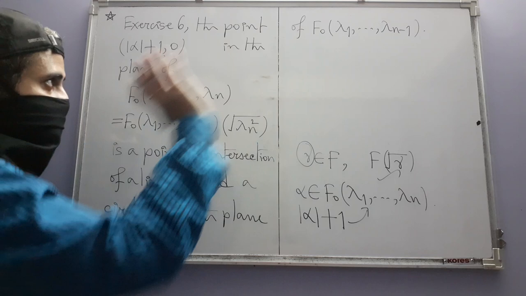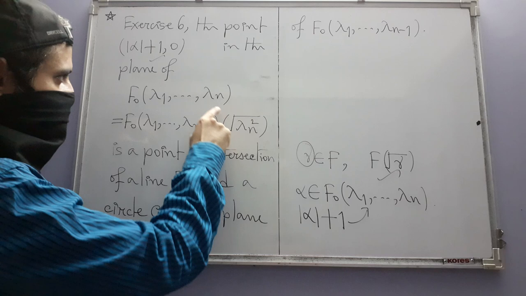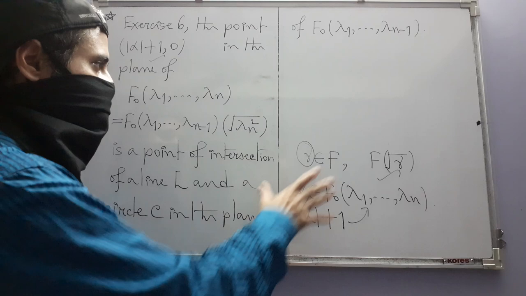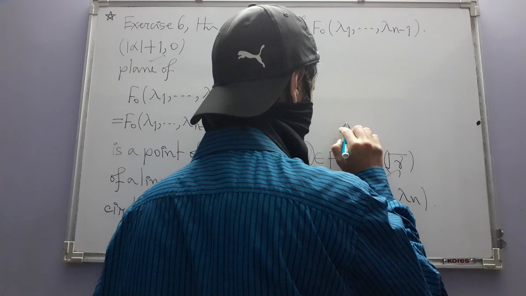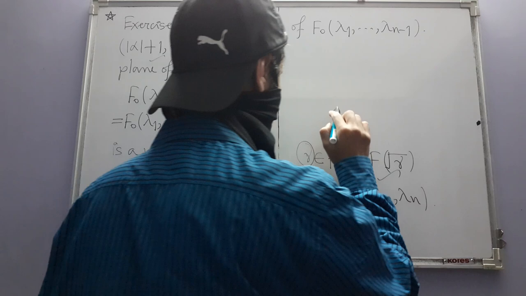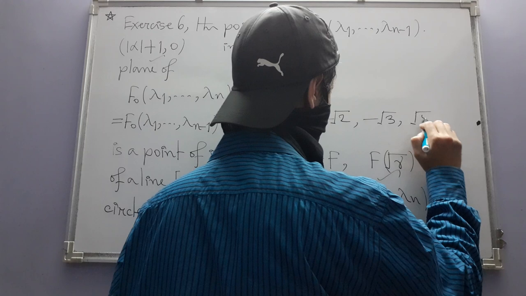But there is a small problem. The problem is that lambda n should be positive in order to be able to write it like this. What if your original condition gives you some negative lambdas? What do you do then? That's not a very big problem. You see, say in place of this lambda n, let me just write some concrete numbers. Say you have things that look like this: minus root 2, minus root 3 and root 5.